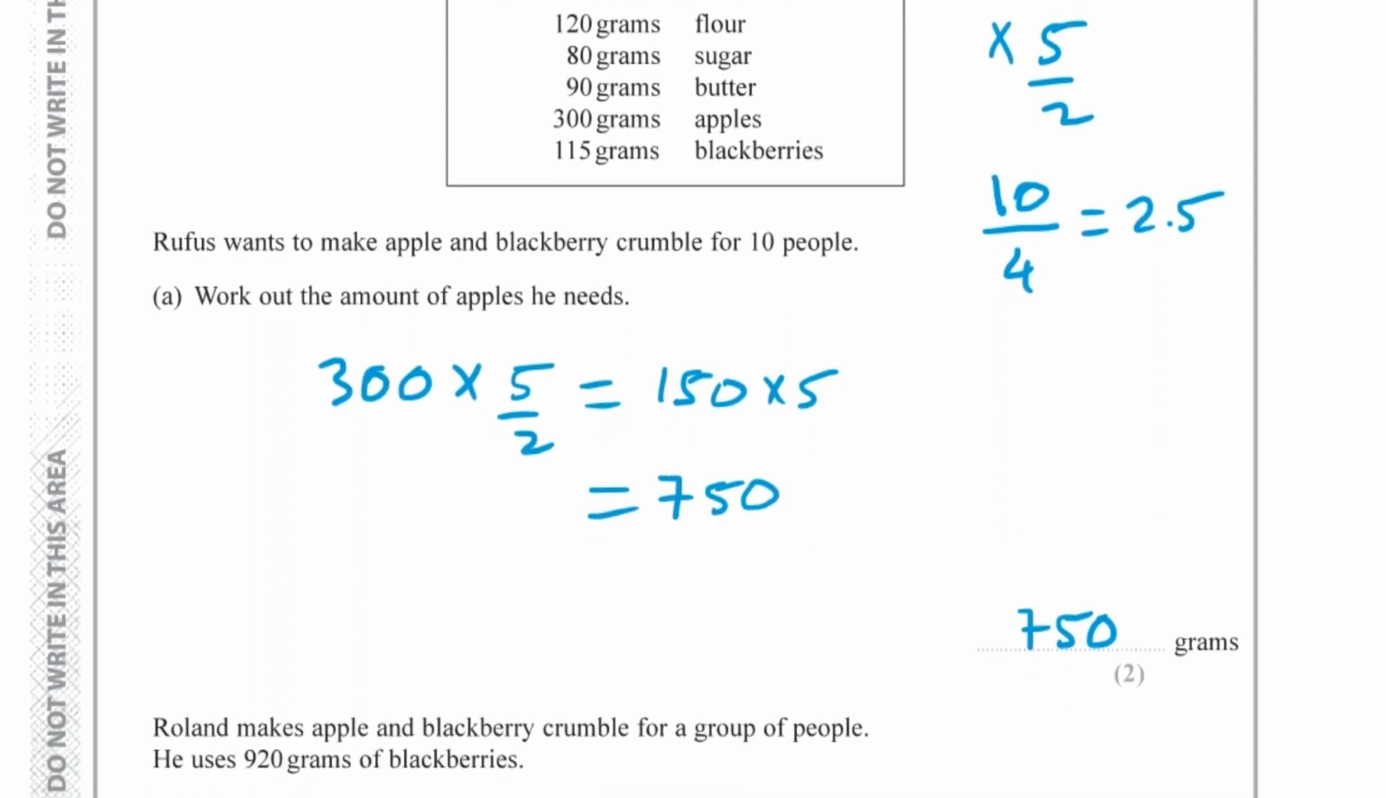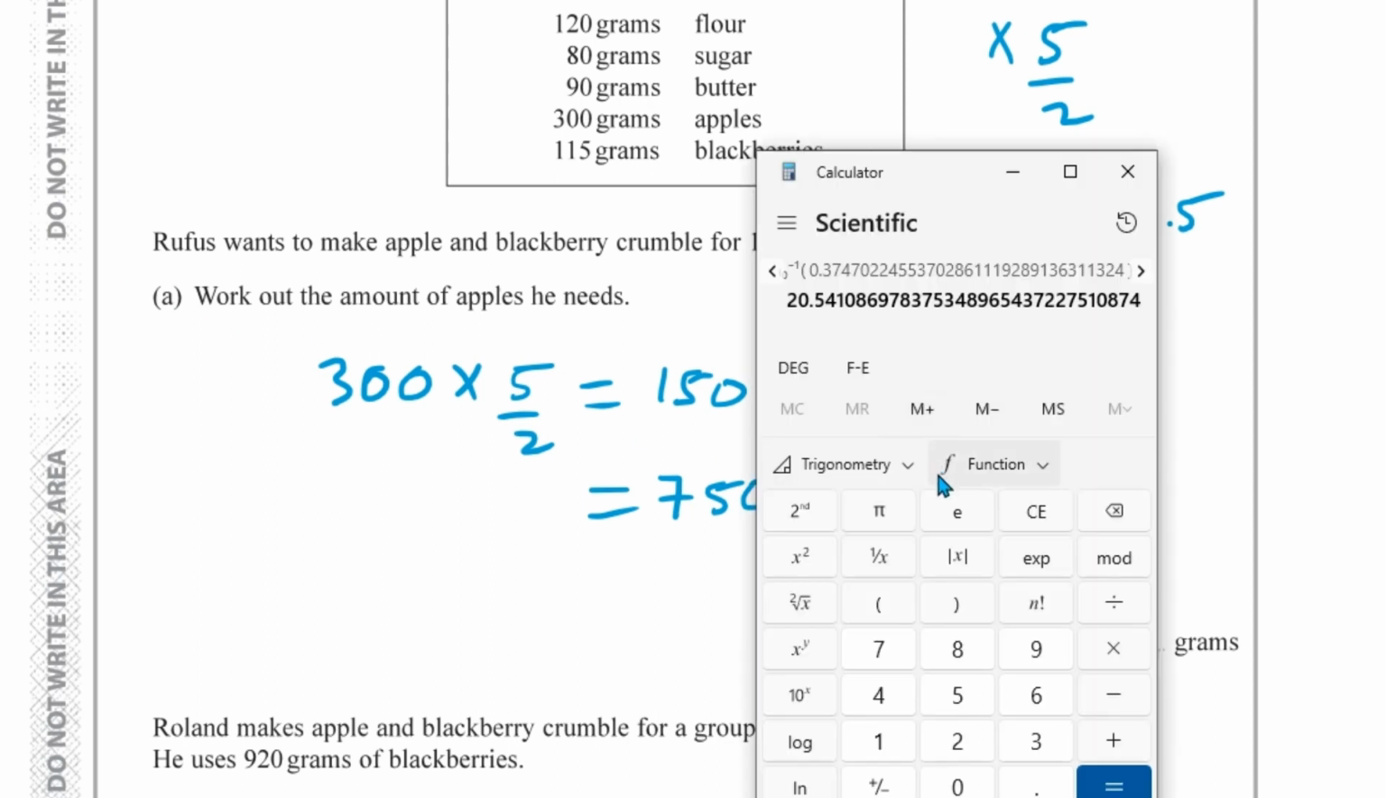In the next part of the question, we have 920 grams of blackberries, and we're trying to see how many people that will accommodate. Well, perhaps you can use a calculator here, and by doing 920 divided by 115, you'll find out how many apple and blackberry crumbles you can make. Now remember, each one of them is good for 4 people, so that'll be the number of blackberry crumbles, but not the number of people. So we can go ahead and do that.